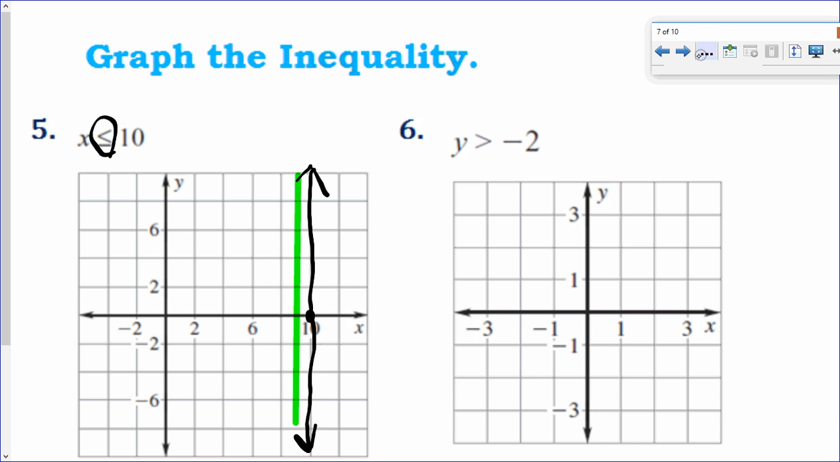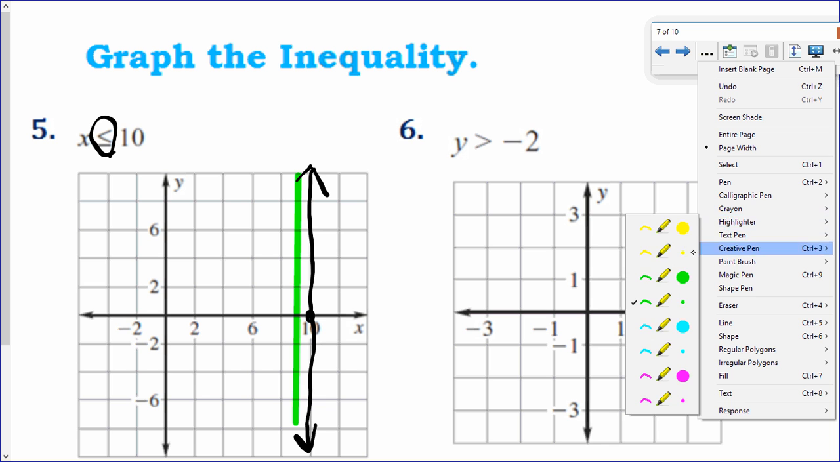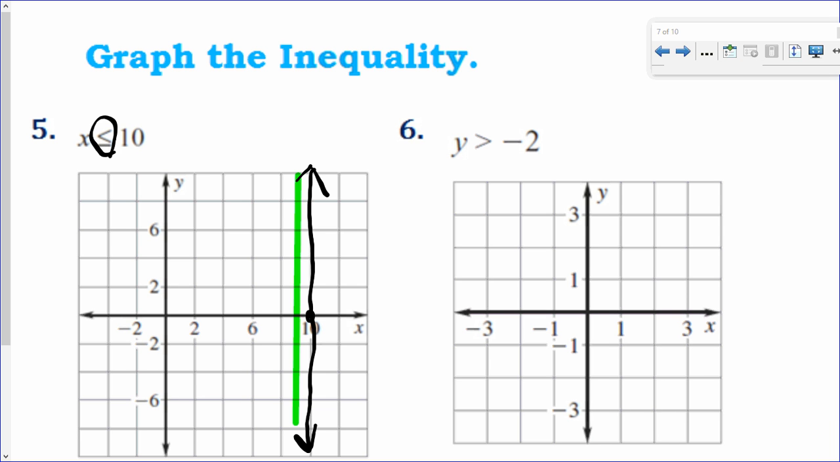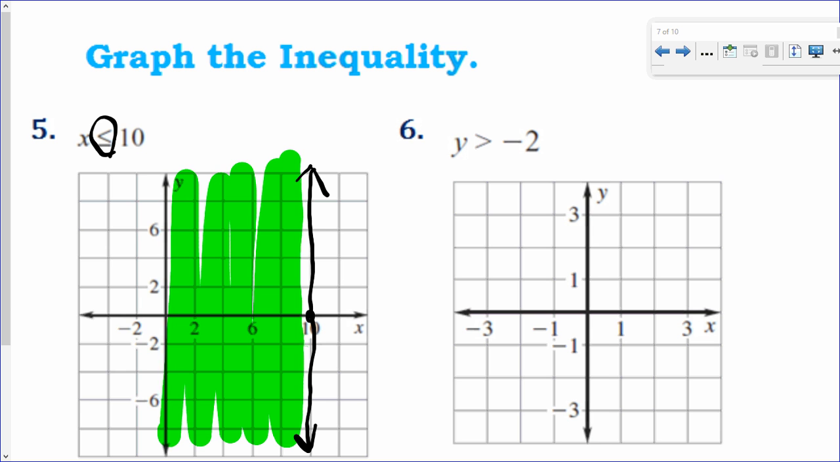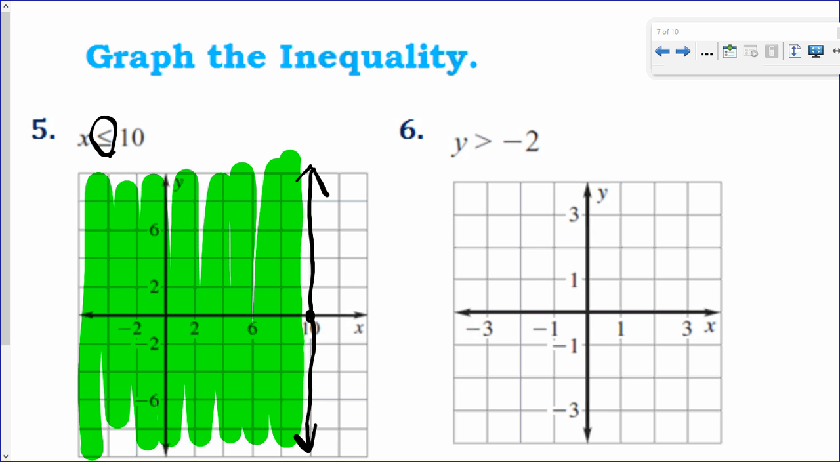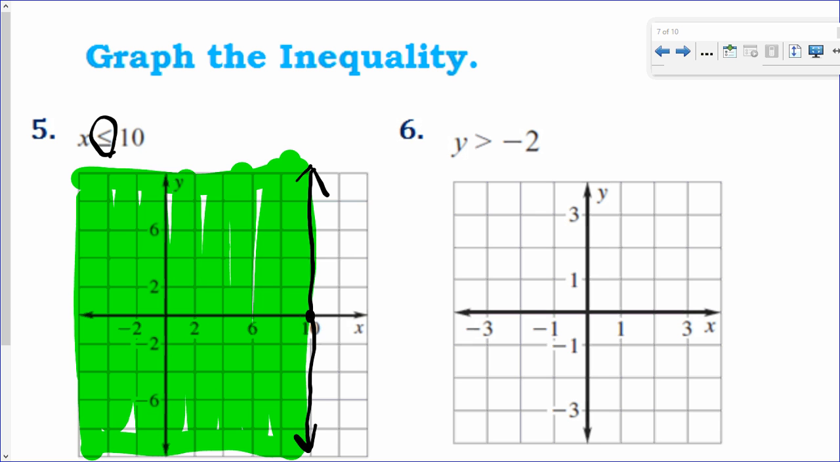Oops, that didn't work very good. Let's try a different highlighter. The big one. There we go. All of these right here. Everything on this side of the graph is going to be a possible solution because all of the values for x on this side are less than or equal to 10.